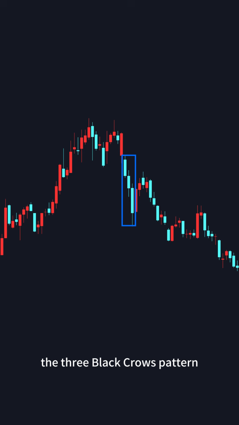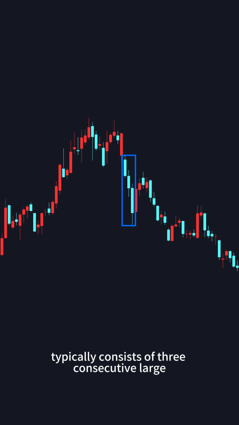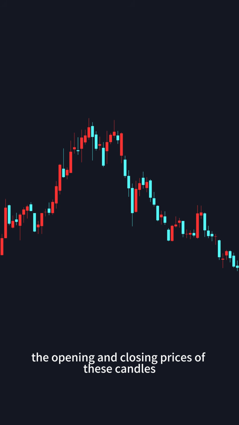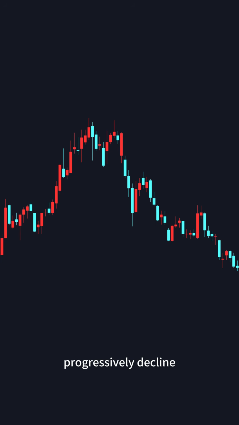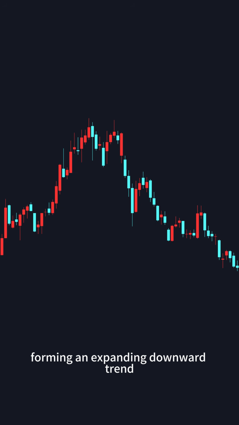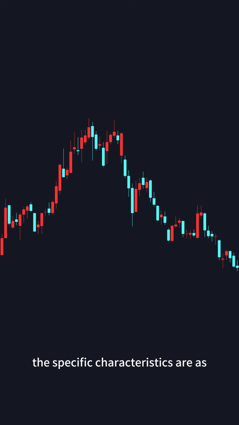The three black crows pattern typically consists of three consecutive large bearish candles. The opening and closing prices of these candles progressively decline, forming an expanding downward trend. The specific characteristics are as follows.